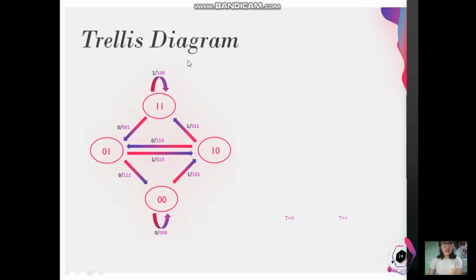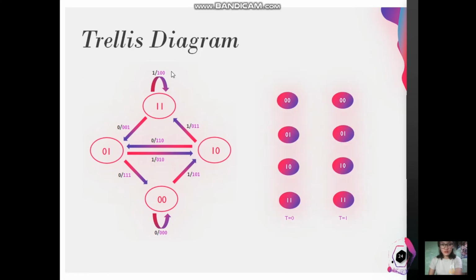So now the trellis diagram representation. Here we have our T at 0 and T at 1, each representing the 4 states. Basically, a trellis diagram is a redrawing of the state machine diagram. It shows all possible state transitions at each time step.